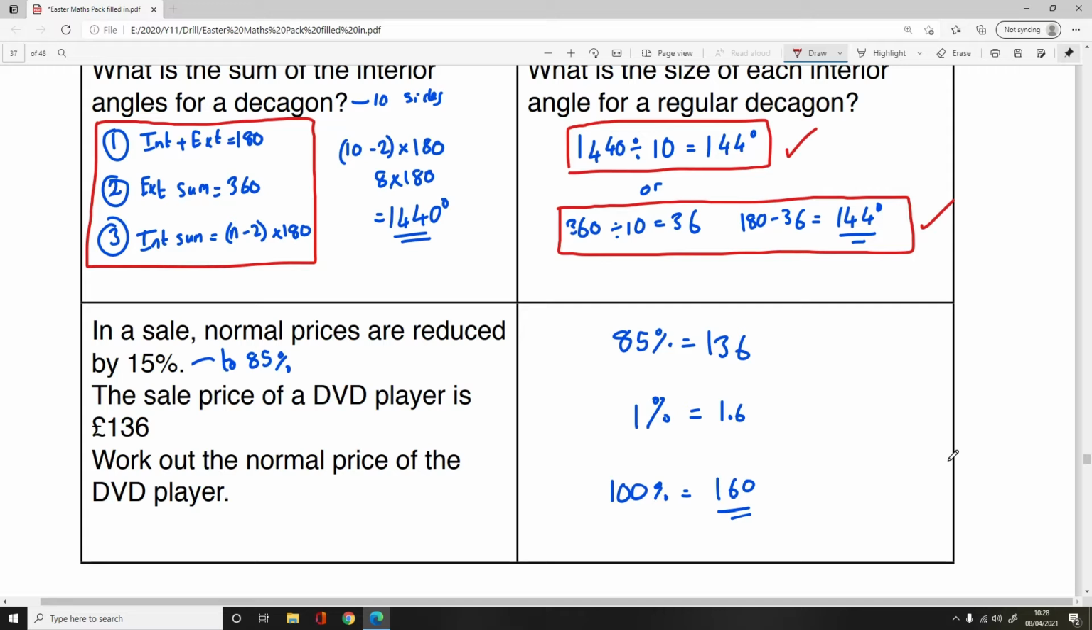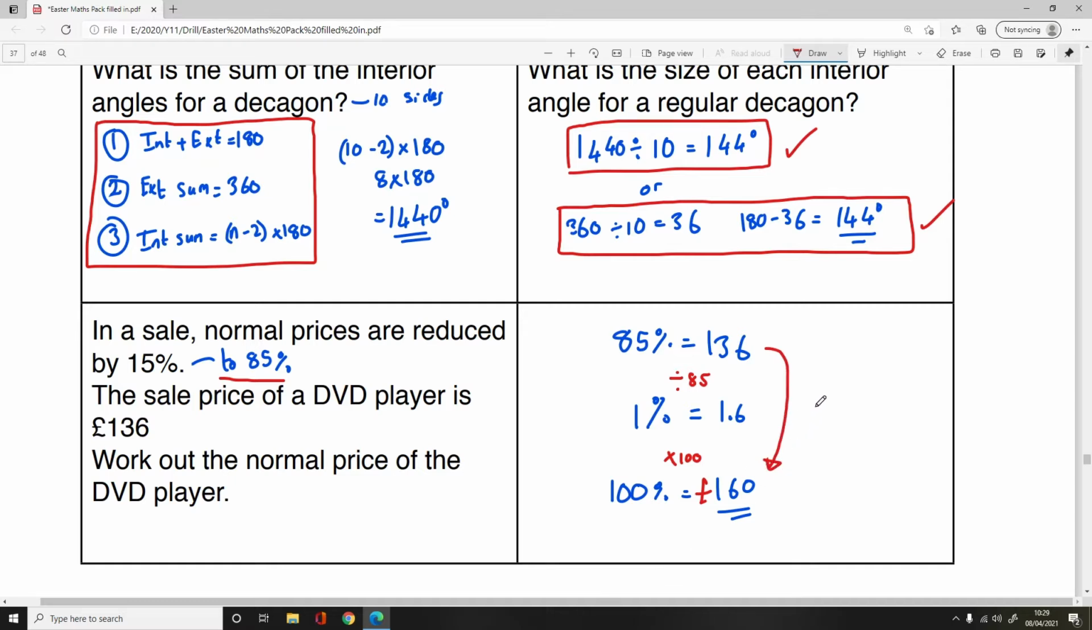Lastly, we have a reverse percentages question. It says normal prices are reduced by 15%. That means we now have 85% left, and that sale price is 136. If we want to get back to the original price, we should write down 85% is 136, and we can then get to 1% by dividing by 85, and then up to 100% by timesing by 100, or you could divide, I guess, by 17 and times by 20 to get to 5%. Answer will be £160.